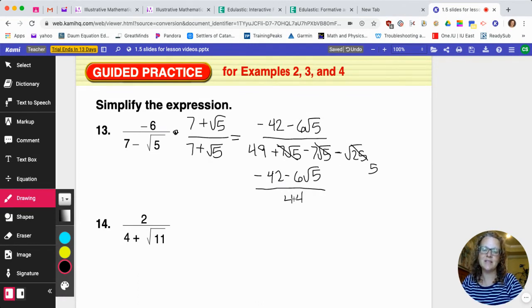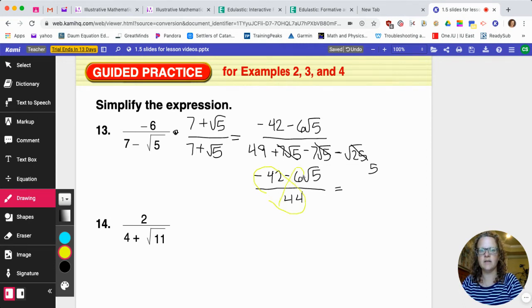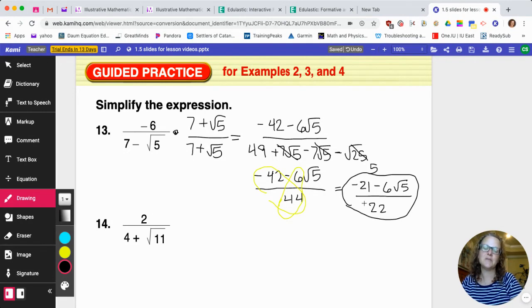I can simplify this a little bit. We're talking higher level math now because those are both even and those are both even. So I can divide everything by 2. That gives me -21 minus 6 root 5 over 22. 13. Yep, just wanted to check my answer. Okay, that was a tricky one.